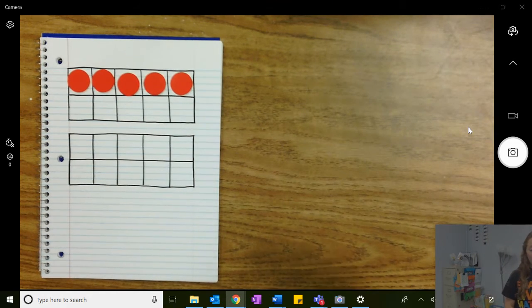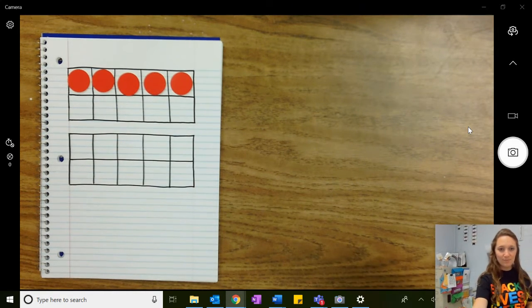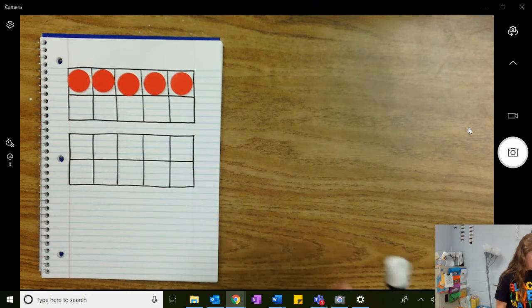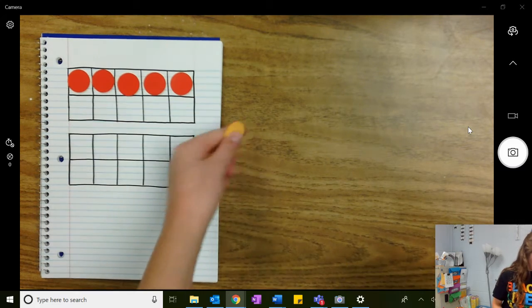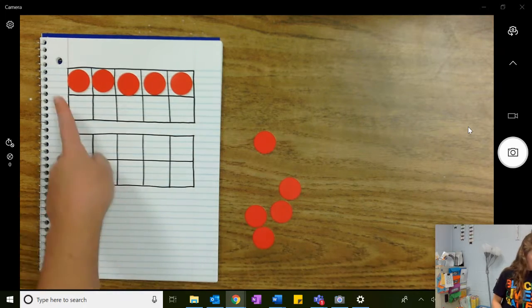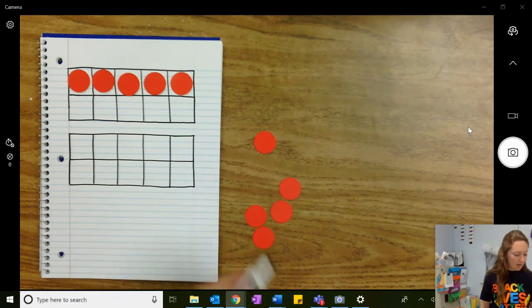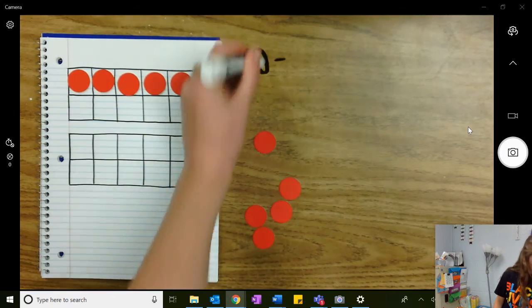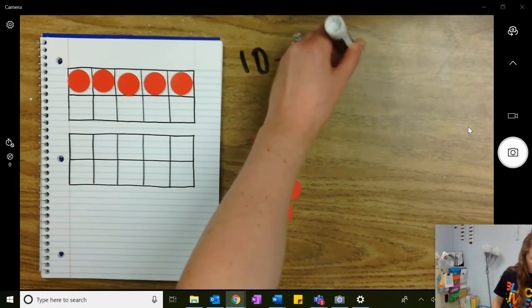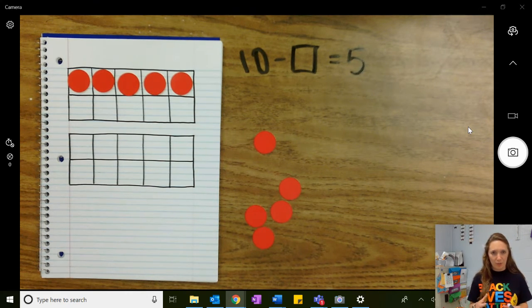All right, now can you guess how many are in the cup based on how many are here? All right, so now let's see what we decided. We have 1, 2, 3, 4, 5 in the cup, and we had 5 still on the 10 frame. So now let's write an equation to match that. We started with 10, we took away some, we didn't know how many at first, and then we were left with 5. That's a little bit complicated to solve.